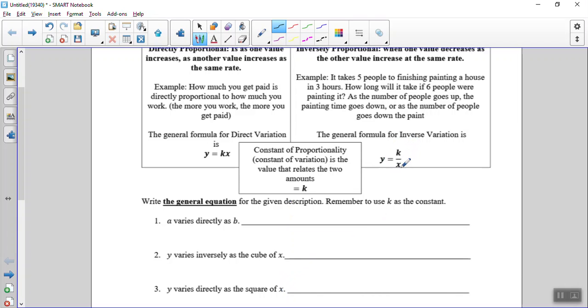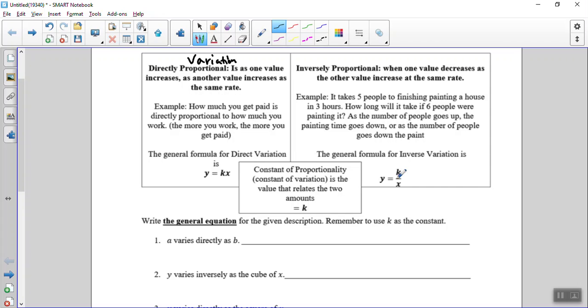Inverse variation, the formula looks something like this. Inverse variation gets the y equals k, just like here y equals k, but the x, how it's related is it's getting divided by the constant.